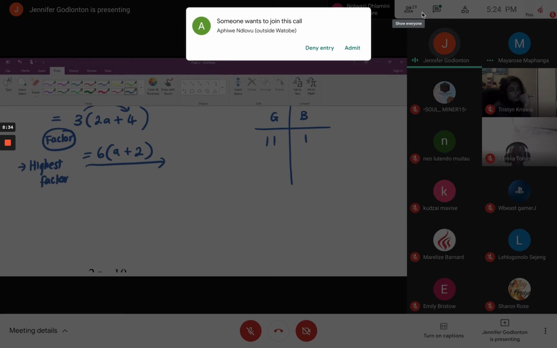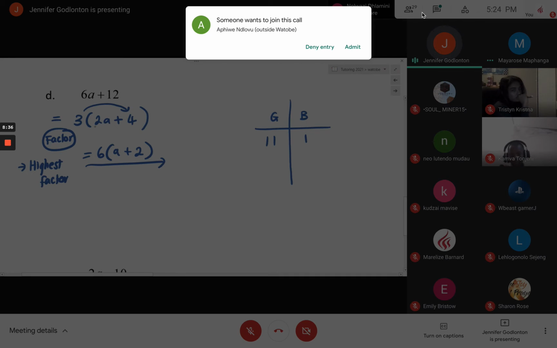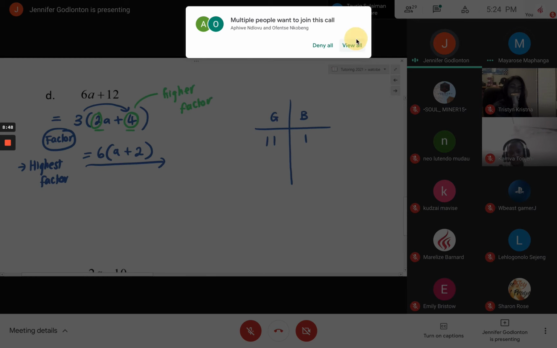And in these ones, if I still have a number that could go into both of those terms in my bracket, then I know I could have taken out a higher factor. So I'm really glad that you did that. Good job.